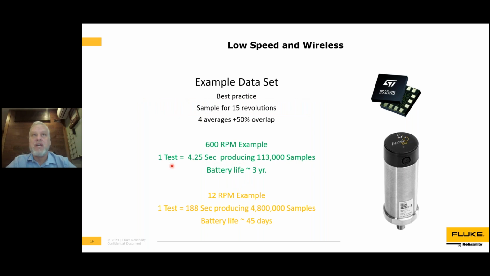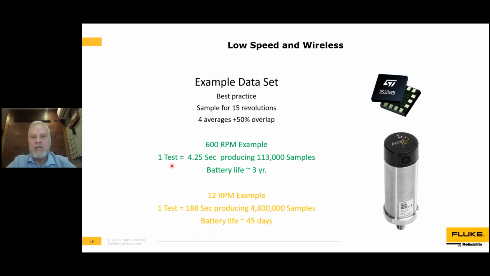I'm going to give an example data set here. Best practice typically, what we try and achieve is 15 revolutions on any given shaft as a thumb rule, with 4 averages and 50% overlap. With that said, on a 600 RPM example, one test would take 4¼ seconds to sample that data and produce about 113,000 samples.